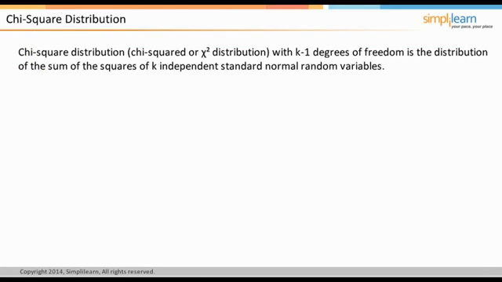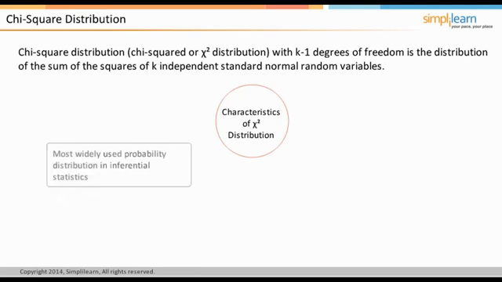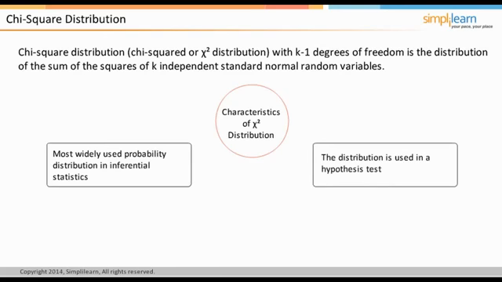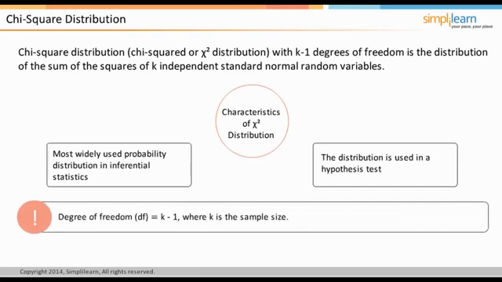We will learn about chi-square distribution in this screen. Chi-square distribution is also known as chi-squared distribution. Chi-squared with k-1 degrees of freedom is the distribution of a sum of the squares of k independent standard normal random variables. The chi-square distribution is one of the most widely used probability distributions in inferential statistics. It is also known as hypothesis testing, and the distribution is used in hypothesis tests. When used in hypothesis tests, it only needs one sample for the test to be conducted. Conventionally, degree of freedom is k-1, where k is the sample size.